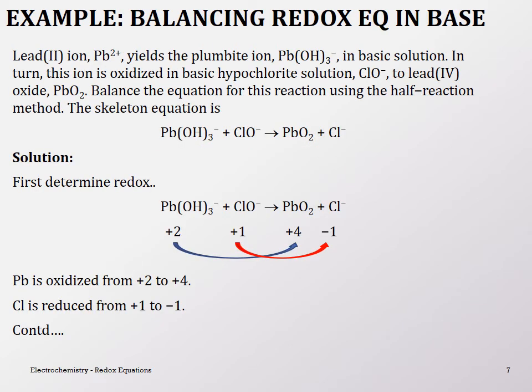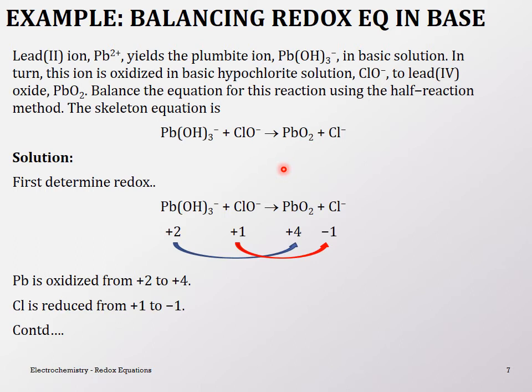So let's look at this equation, which is going to be now our example for balancing an equation in basic conditions. So here is our equation. You can read all of this yourself. That iron yields plumbite ion in basic solution, and the hypochlorite solution is turning it to lead oxide. So it's all right here. This is the equation that we need, but we need to balance this using a basic condition.